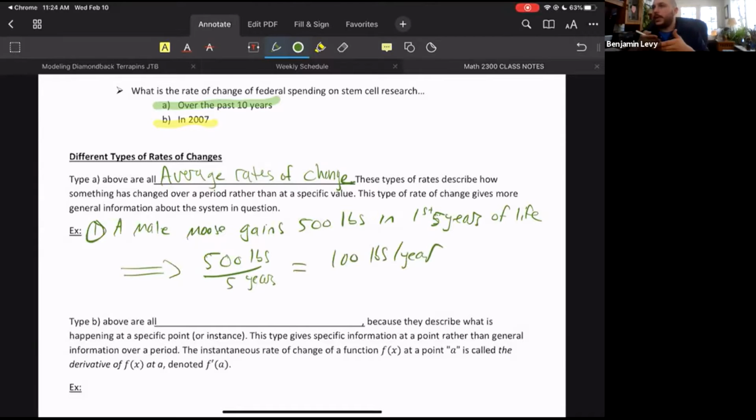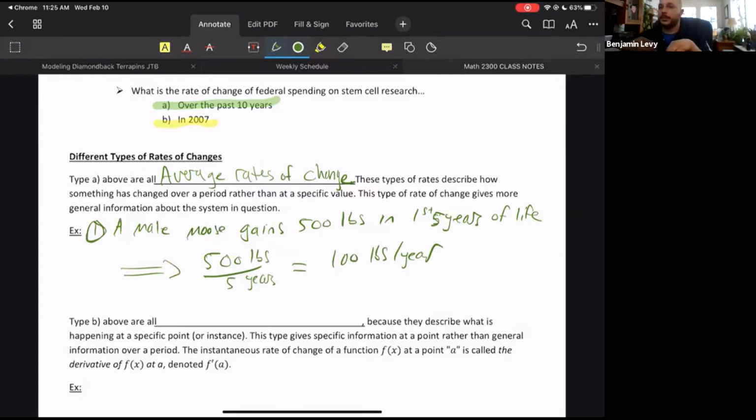Now, again, it's over 5 years, so we're not saying every year they gain exactly 100 pounds. They probably didn't gain exactly 100 pounds any year. There may be places where they gained a lot of weight. They may have lost some weight over that time. They probably did. Most mammals lose weight over the winter, for example.